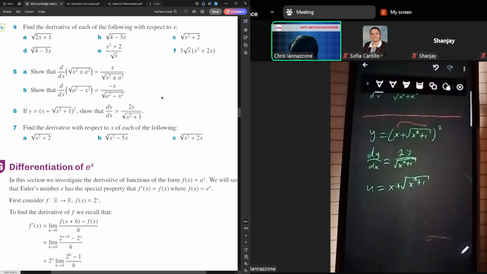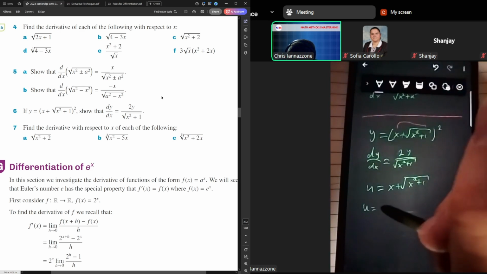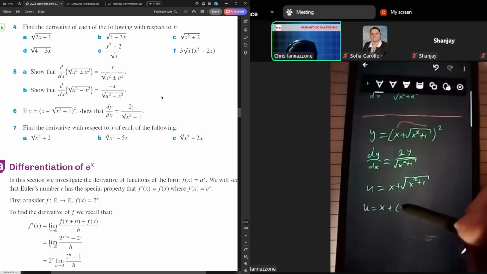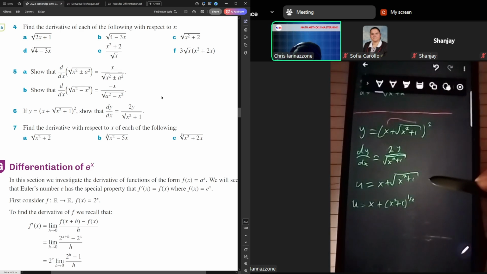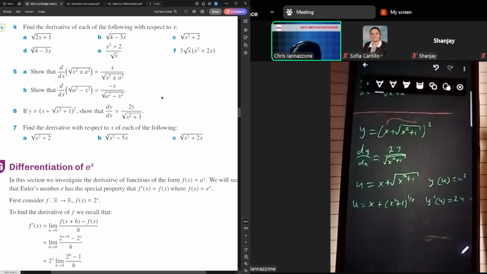Derivative of this is again yet another chain rule, so that's a bit nasty. One thing you might do here, rewrite your u as x plus x squared plus 1 to the power of a half, and now it's a bit more obvious that again you've got another chain rule situation going on. But okay, that's that bit. You've also got y of u is equal to u squared, because u is this whole thing. y dash of u is nice and easy. It always is for the chain rule, at least that section of it anyway.